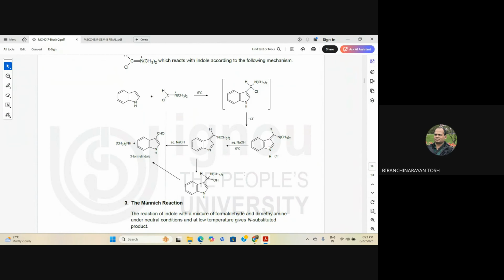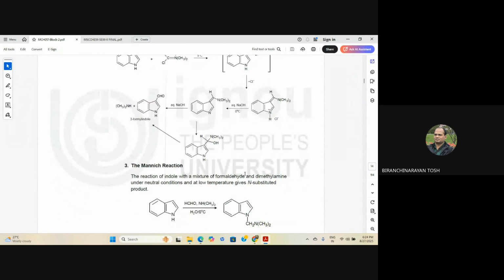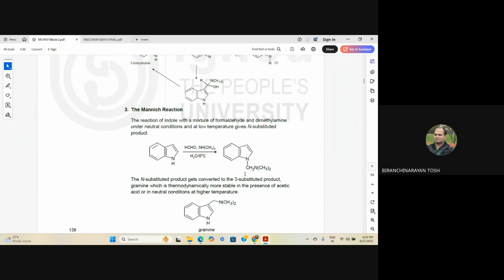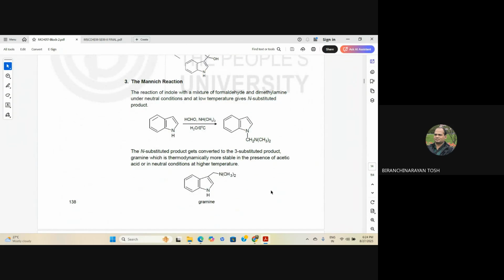Then moving toward the Mannich reaction, the reaction of indole with a mixture of formaldehyde and dimethylamine under neutral condition and at low temperature gives the N substituted product. So the N substituted product gets converted to the 3 substituted product, gramine, which is thermodynamically more stable in the presence of acetic acid or in neutral condition.